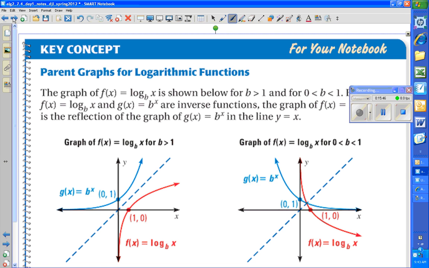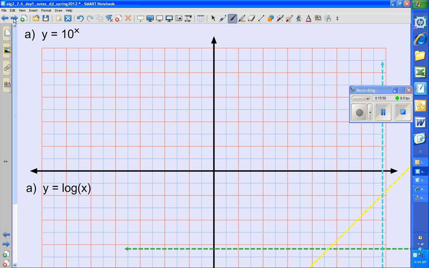So when we look at our parent graphs, 10 to the x, log x, or b to the x, and log base b of x, we're going to get what we call inverse functions. Okay? We can start with 10 to the x. This is a parent graph. The parent graph, y equals 10 to the x. Translation vector 0, 0. No stretching, no moving.